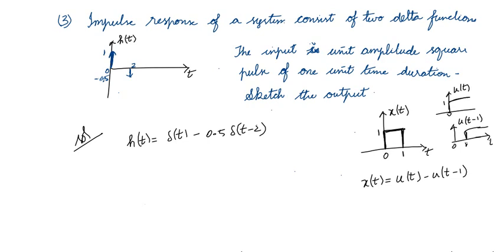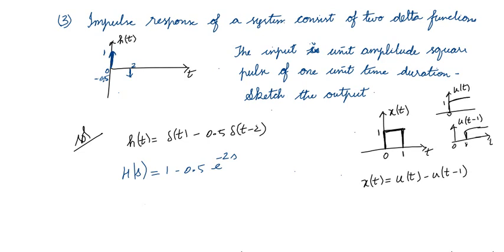Now we can take the Laplace transform. We can easily find out what is h of s. For delta of t, it is 1. For delta of t minus 2, it is the time shifting property, so e power minus 2s. And for delta of t again, it is 1. So this is your h of s.